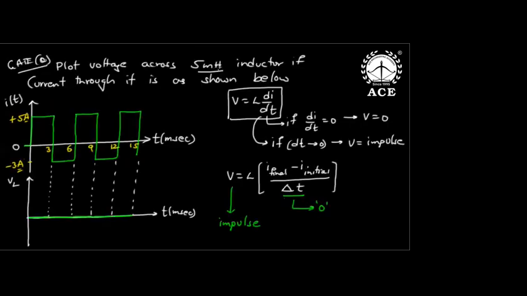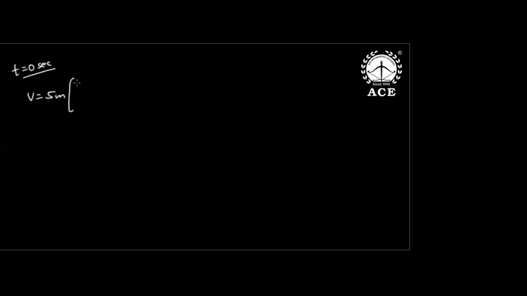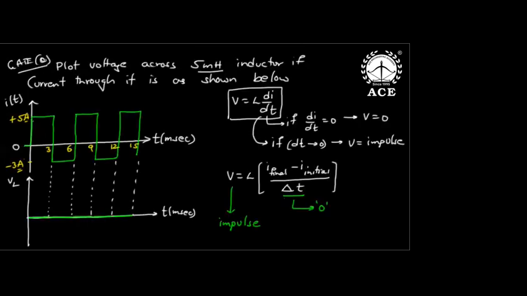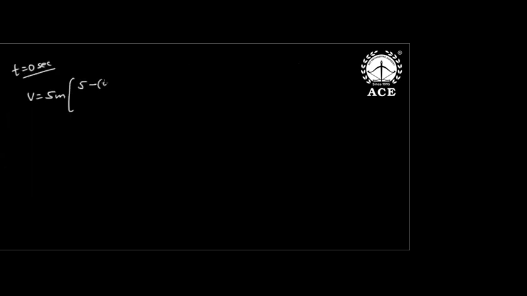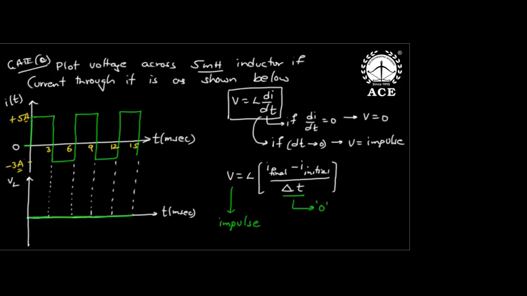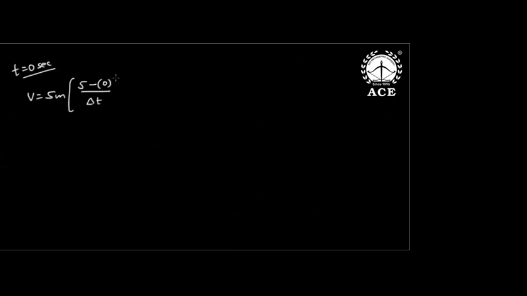So first at the 0th millisecond, at t equal to 0 second, V is L into, L is how much? 5 milli. This milli is because of the inductor value. I final minus I initial. Current is starting from 0 and reaching plus 5. So I final plus 5 minus I initial 0 by delta T. Now sudden change will give impulse voltage, and how much is this impulse voltage? 25 millivolt impulse.